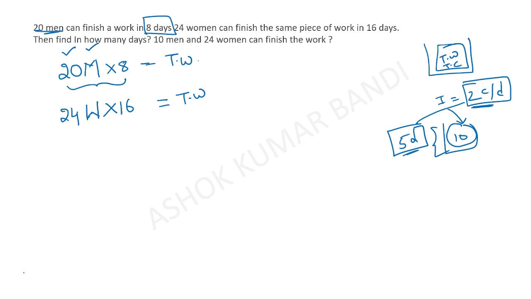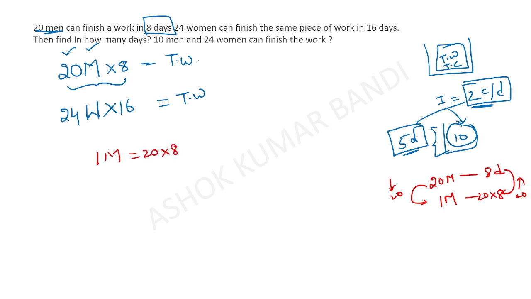Now see here, guys. If 20 men can do the work in 8 days, how long will one man take to finish the work? See, workers got reduced by 20 times. That means the time taken to finish the work is going to increase by 20 times. So this is going to be 20 into 8. So if 20 men will take 8 days to finish the packet, one man will take 20 into 8 days to finish the same packet.